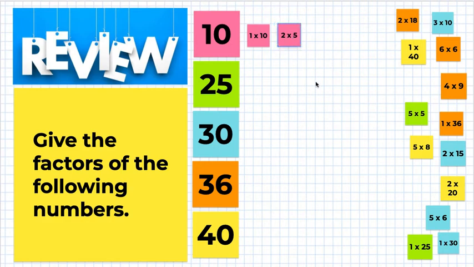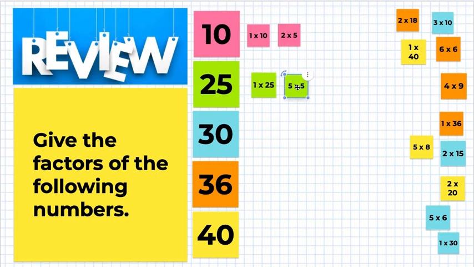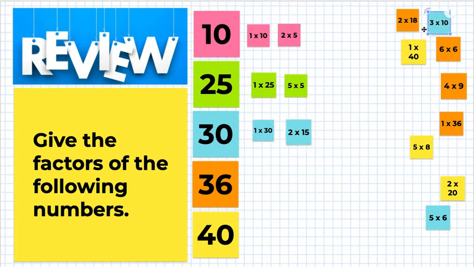How about 25? We can have 1 times 25. We can also have 5 times 5. That's correct. How about 30? I guess there are many factors for 30. We can have 1 times 30, 2 times 15, 3 times 10, and 5 times 6. Actually, it's not hard. You just try to find out the factors.